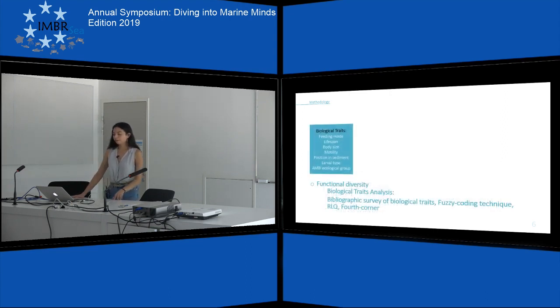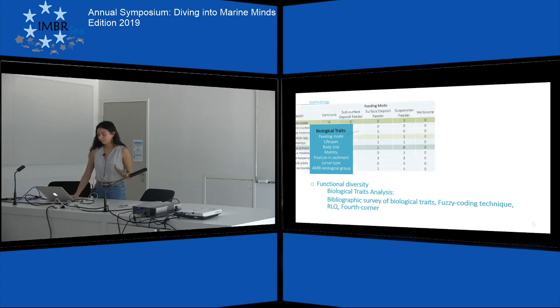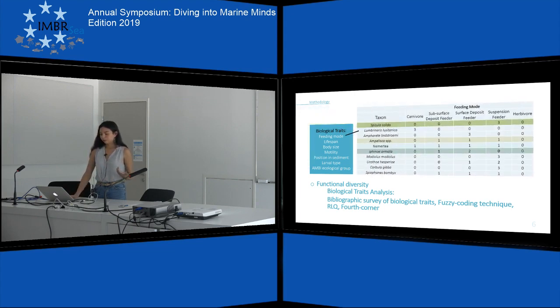I also made use of a functional diversity approach, and to do this, I conducted a bibliographic survey of biological traits, or a biological traits analysis. I made use of these biological traits, and basically I had to go online to sites like WoRMS to obtain information about the species that were found.